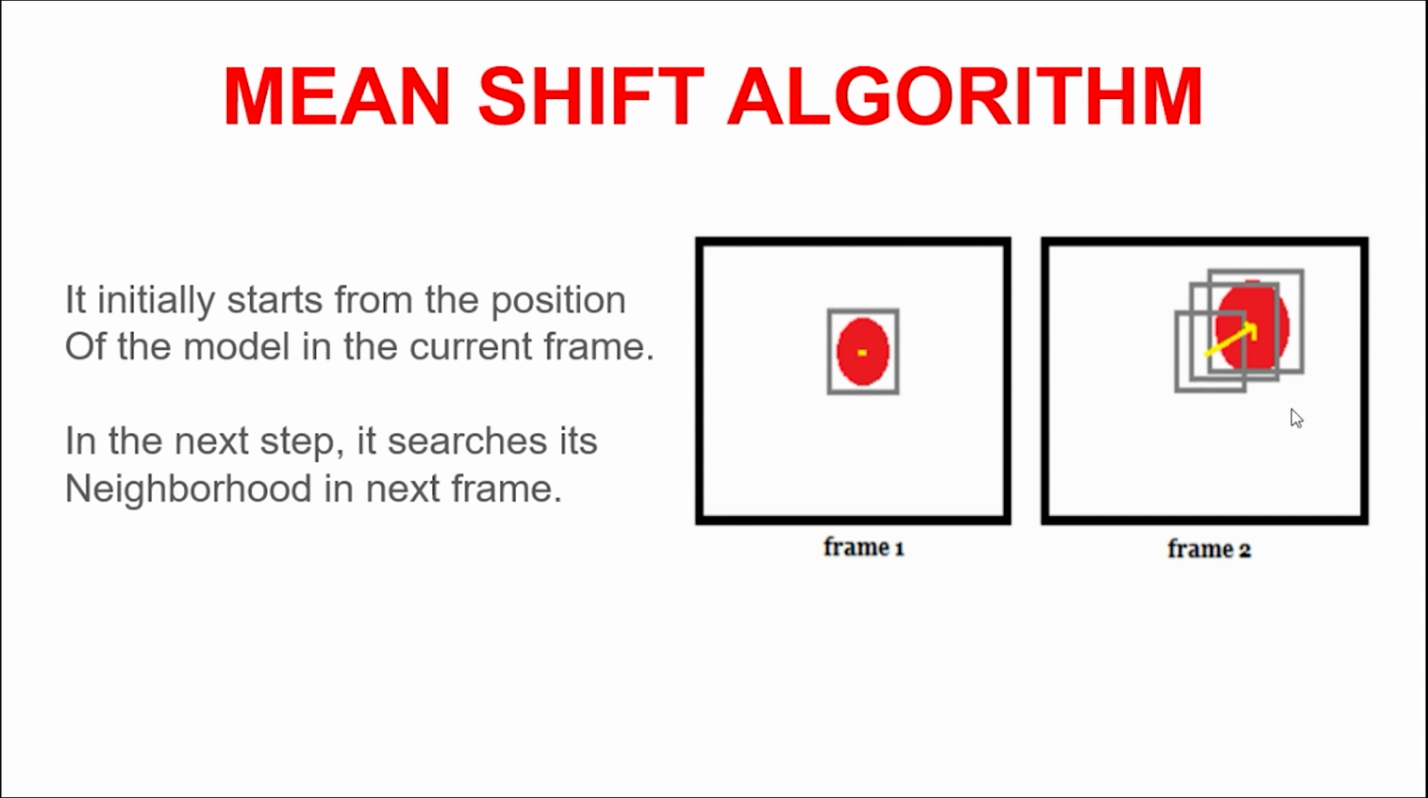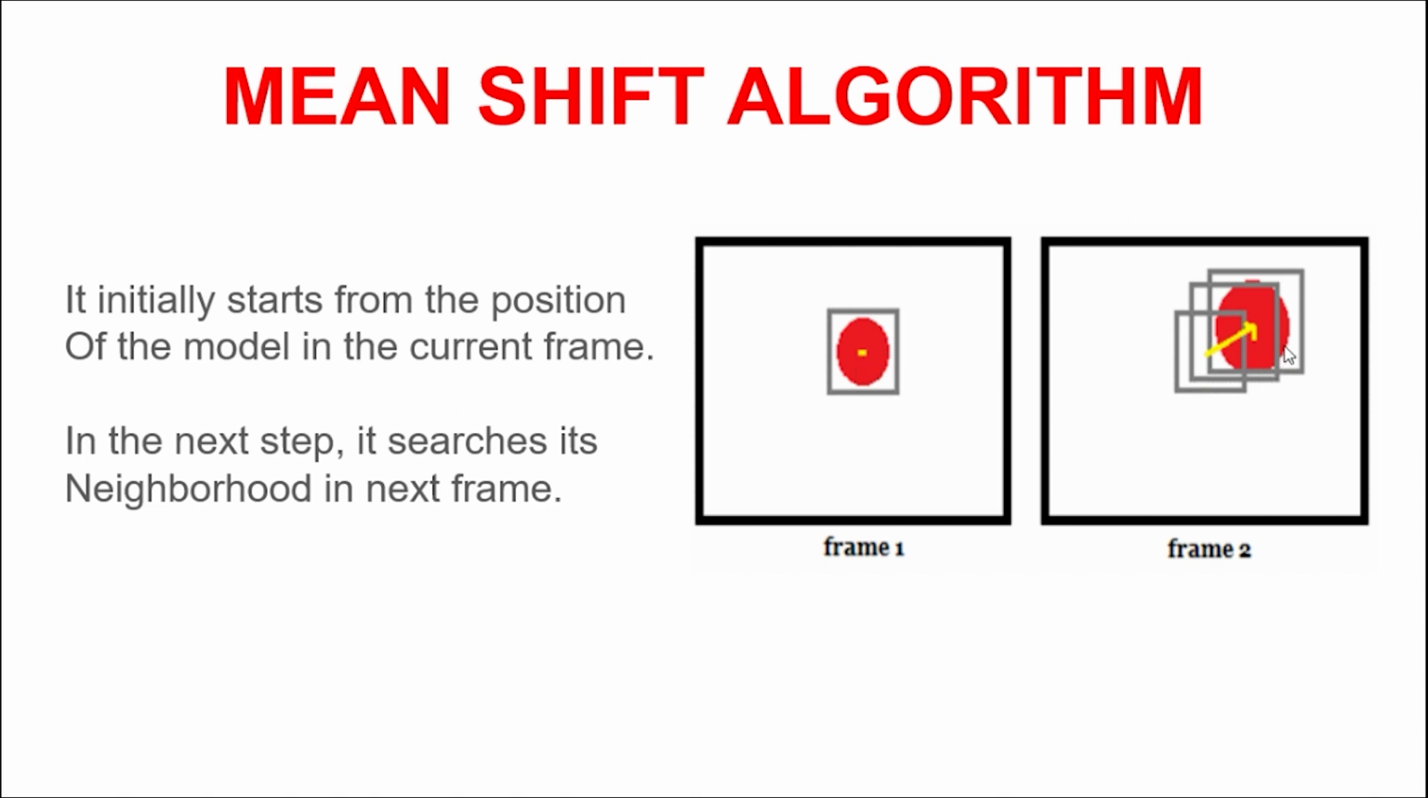Obviously, if you're quarantined at home and your phone goes missing, you won't go to the police station immediately, right? First you will search near you, that is in your home or in your neighborhood. So this is how the mean shift algorithm works. It initially starts from the position of the model in the current frame, and then in the next step it searches its neighborhood in the next frame.